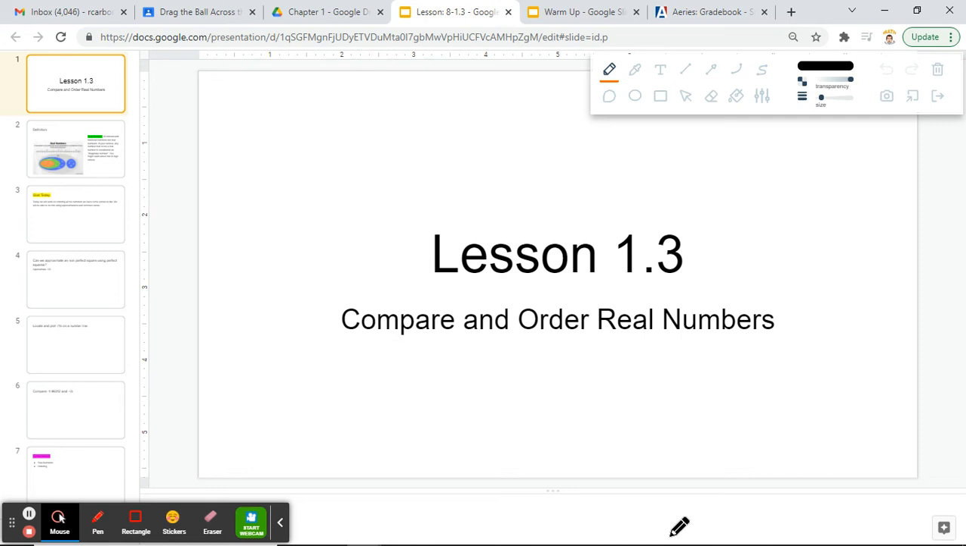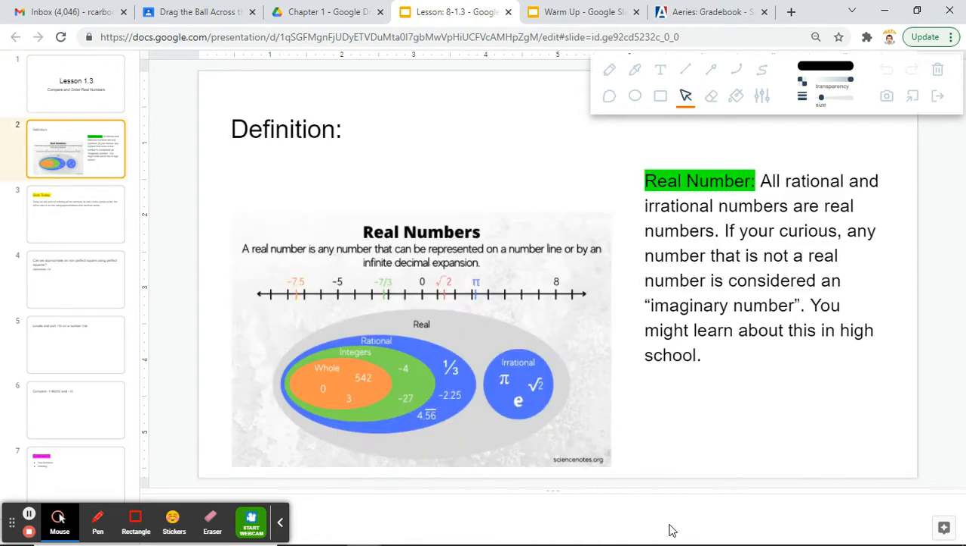Hello class, today we're going over lesson 1.3, how to compare and order real numbers. So let's start off with a definition here. What is a real number? A real number is all rational and irrational numbers and everything that those numbers encompass as well.